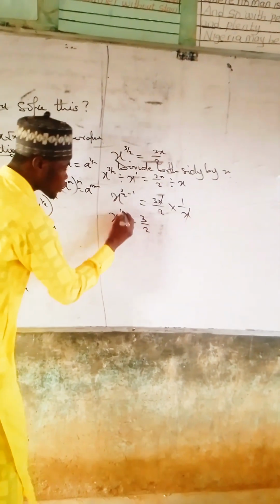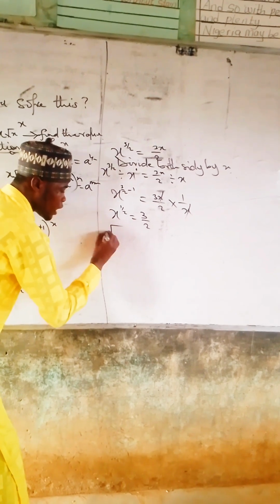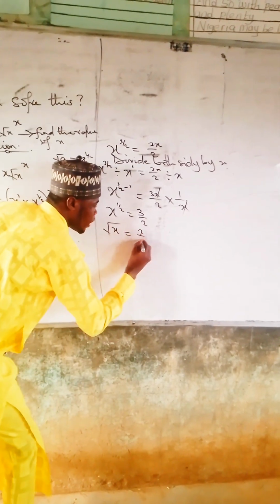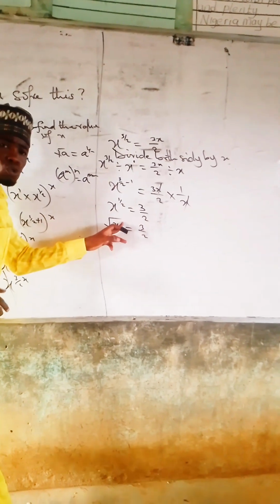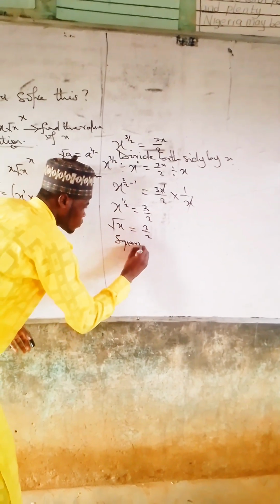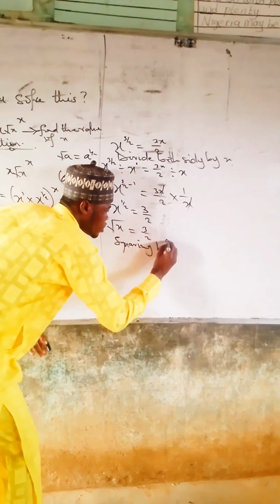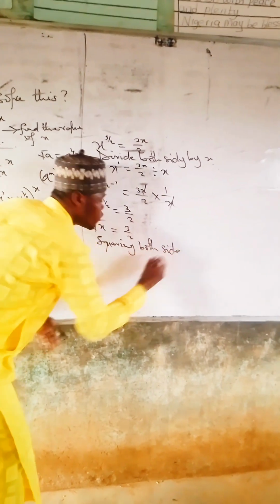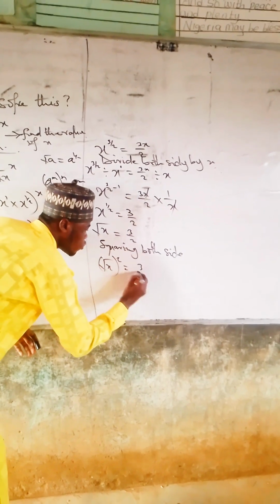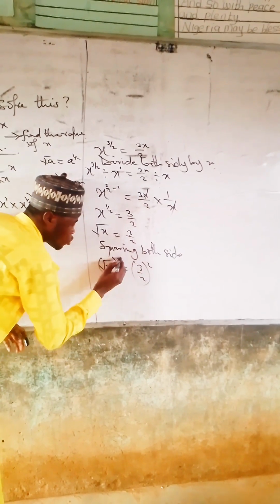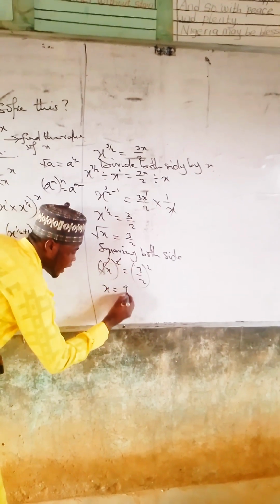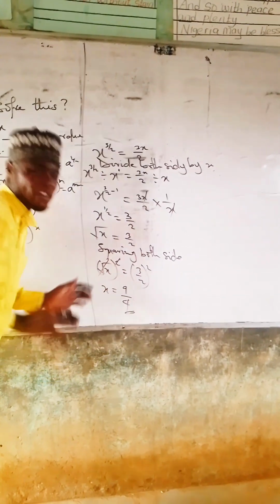It's very, very simple. Now this thing is the same thing as root x. So root x equal to 3 over 2. Now how can you cancel this root? You can square both sides. So squaring both sides, if you do that, you have root x, everything squared, equal to 3 over 2, everything squared. So this square cancels the square root. So your x is now equal to 9 over 4. This is the final answer.